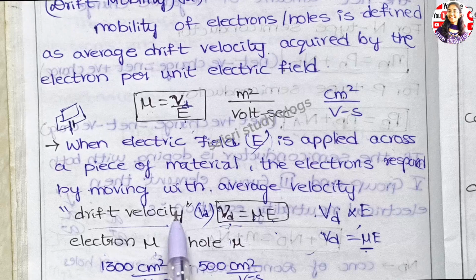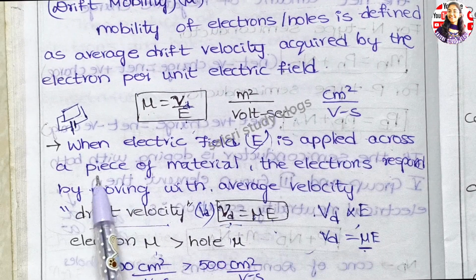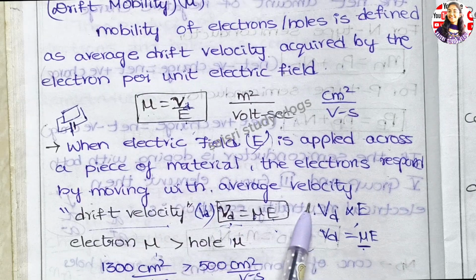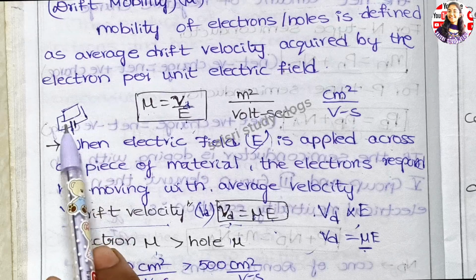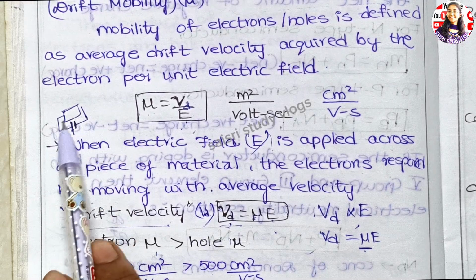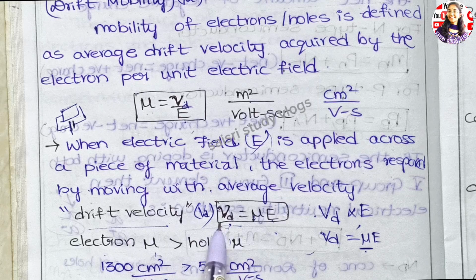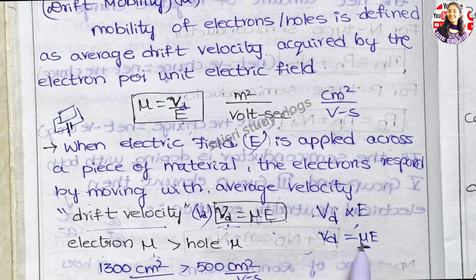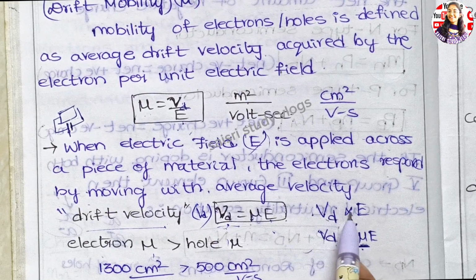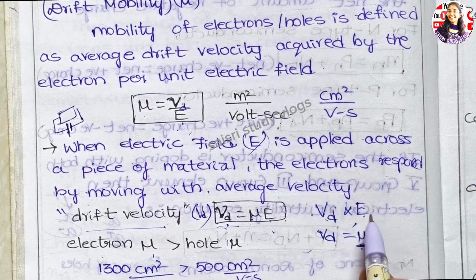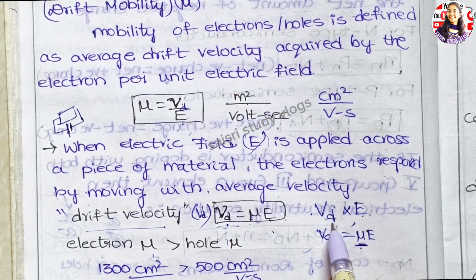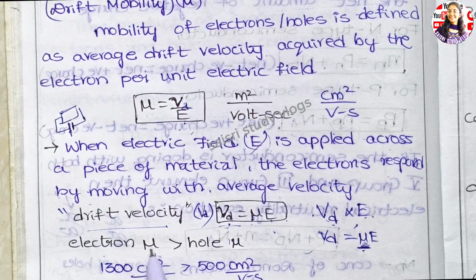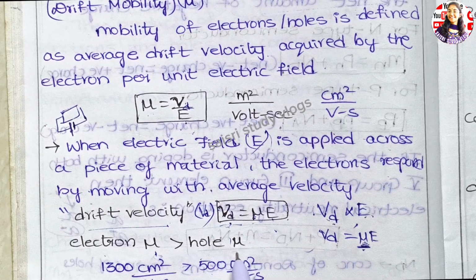Here, the drift velocity is nothing but when electric field is applied across a piece of material, the electrons respond by moving with an average velocity. So when we are applying an electric field, the electrons will move with a velocity that is known as drift velocity. Vd is equal to mu E. Here mu is the proportionality constant, since Vd is directly proportional to electric field. If the electric field is more, then the drift velocity will be more, and that is replaced with a constant that is mu. Here the electron mobility is greater than the hole mobility.